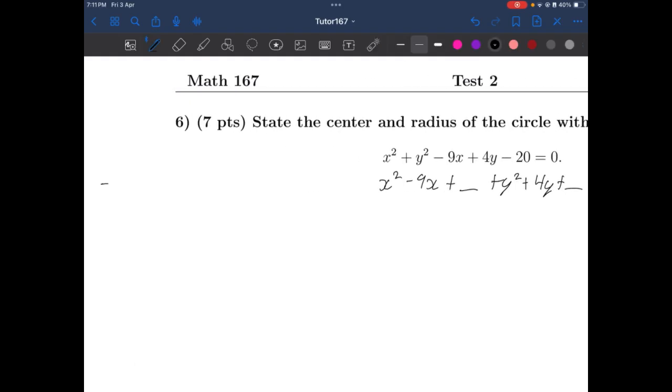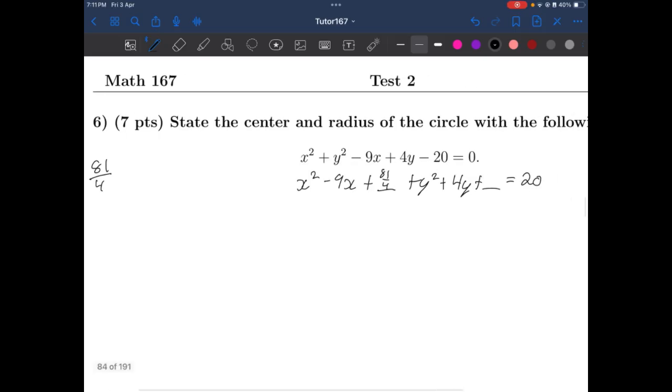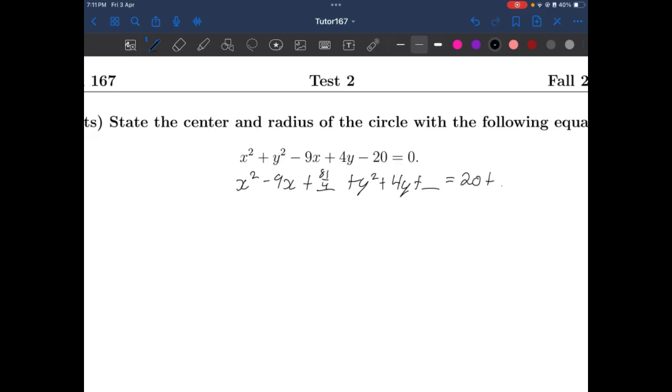So now we're going to take the negative 9, divide it by 2, and then we're going to square it. Right? So that would be equal to 81 over 4. Right? So we're going to put that there, plus 81 over 4, and then over here, plus 81 over 4.